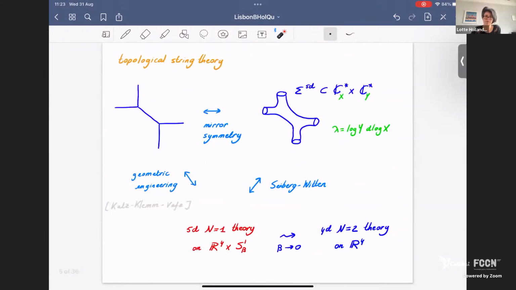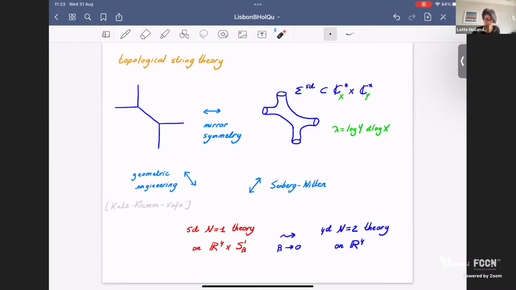So how is this all related to topological string theory? The relation comes if we basically lift this N=2 theory to 5 dimensions. So if we study, instead of the 4-dimensional theory, the 5-dimensional N=1 theory on R4 times a circle, which now has a different radius, which I've denoted by beta here.